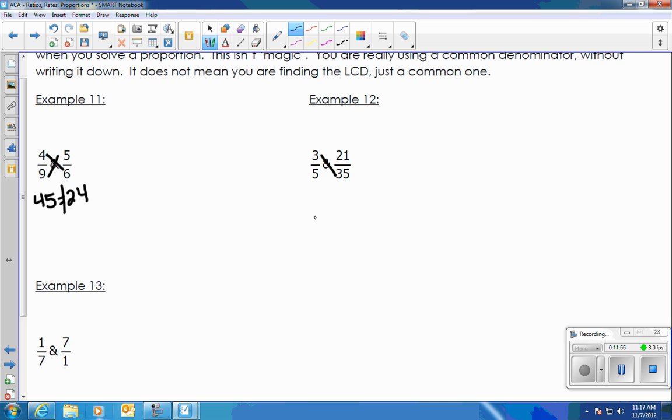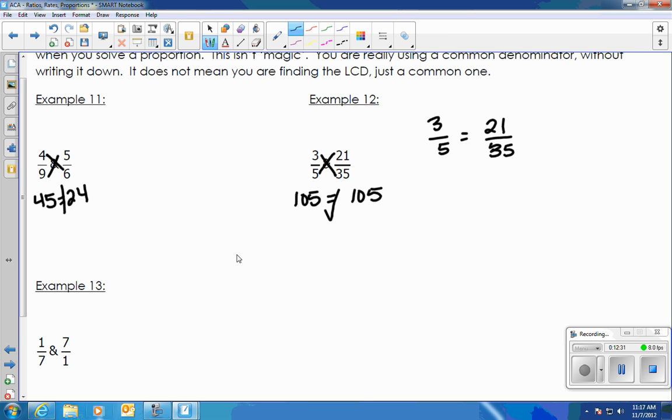3 times 35 is 105. And 21 times 5 is 105. So these numbers are the same, therefore they are equivalent. Remember that equivalent just means equal. So the reason that this works is because if I was to set these ratios up as a proportion, the only difference between this proportion and another proportion is that I already know what your x would be. So when I start cross multiplying, it says they're equal.